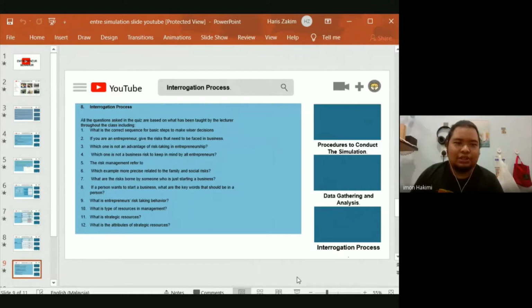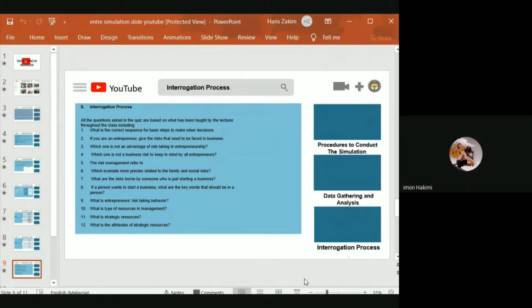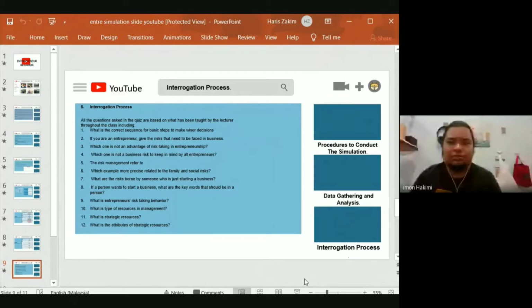Next. The questions asked in the quiz are based on what has been taught by the lecturer of the class. The first question is: what is the correct sequence of basic steps to make a wise decision? Number 2, if you are an entrepreneur, give the risks that need to be faced in business. Question number 3, which one is not a risk taking in entrepreneurship? Question number 4, which one is not a business risk to keep in mind by all entrepreneurs?